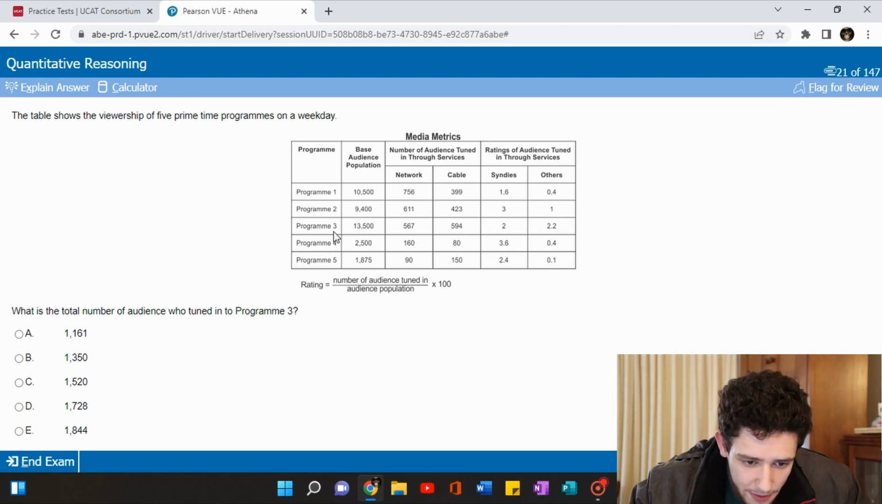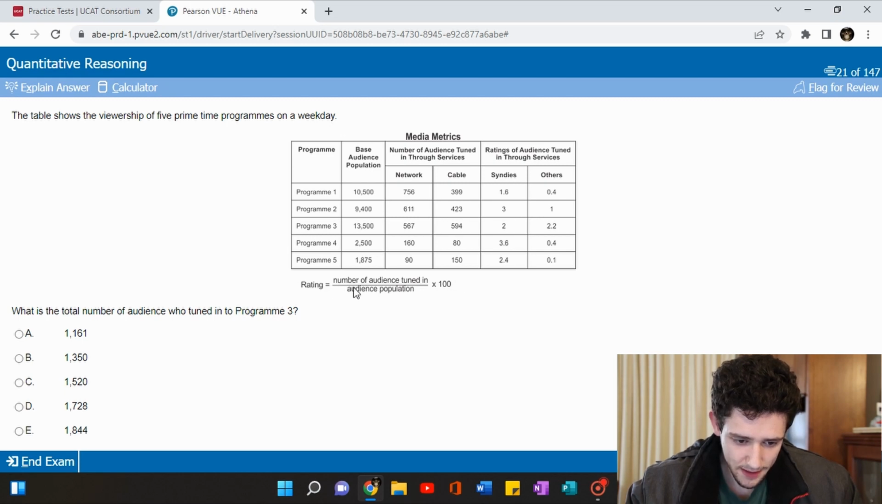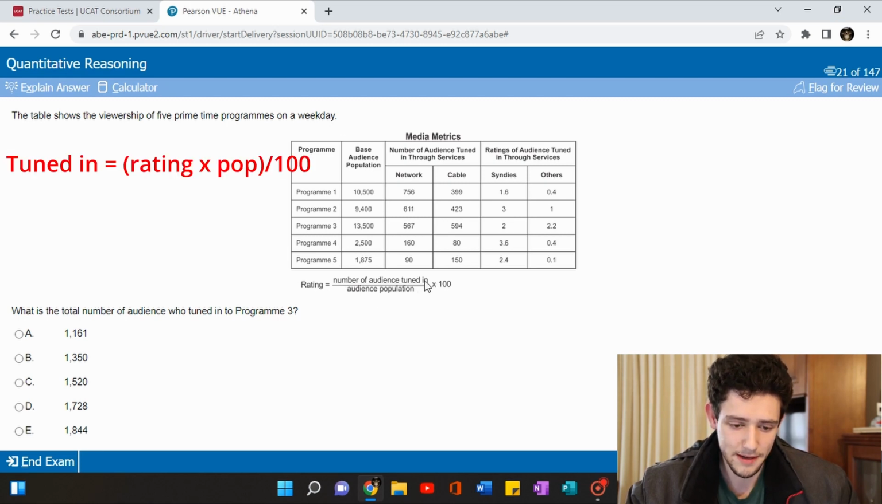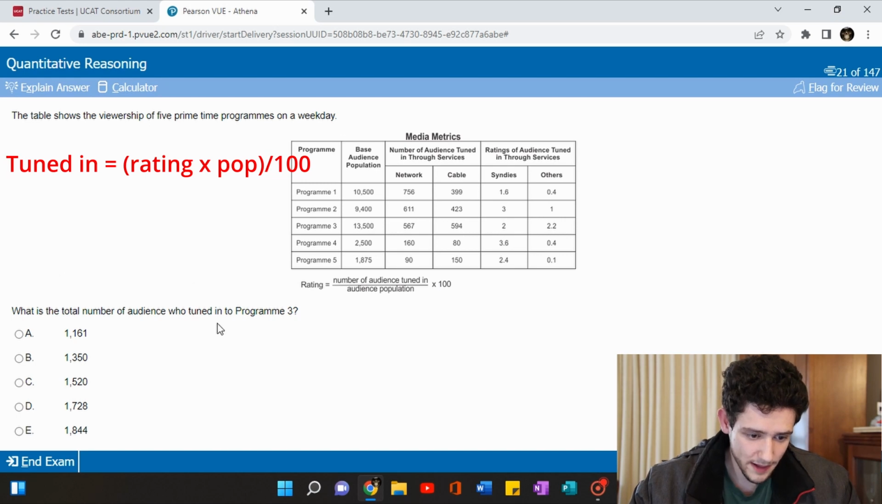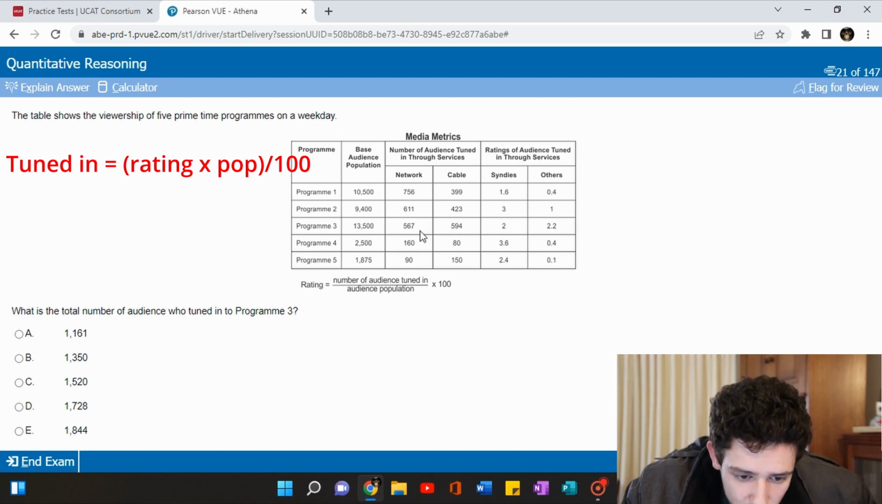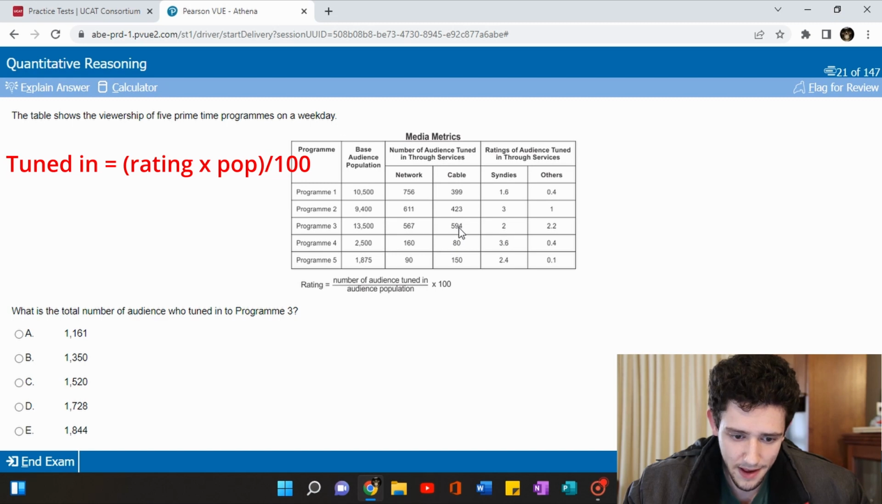Okay, program 3, base audience population 13,500, and we're given the formula here. So the first thing I'd do in this case would be to rearrange this formula. We want to find out the number of people who tuned in, so we'll have to get this on its own. So rating times audience population divided by 100 will be the number of audience members who tuned in. So for program 3 we've got 567 plus 594, and then we have to make the calculations for these two things.